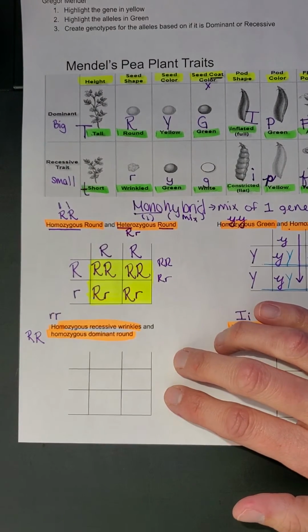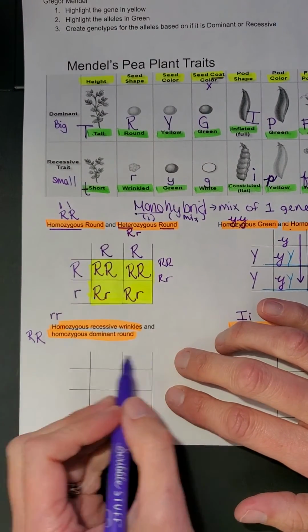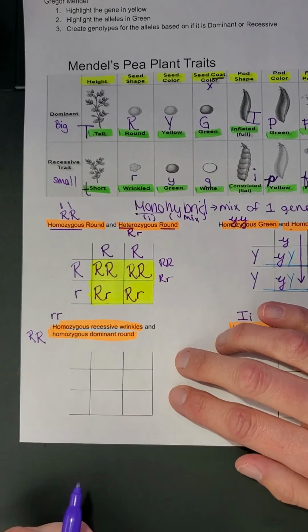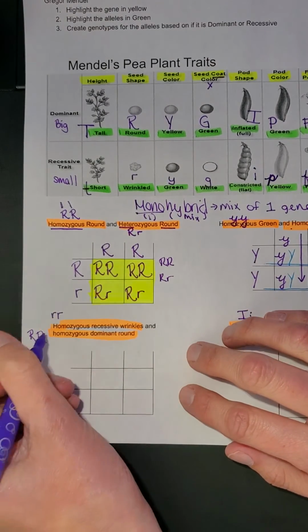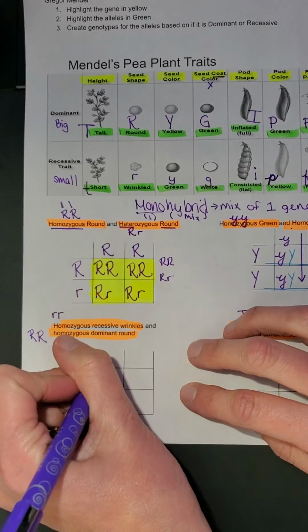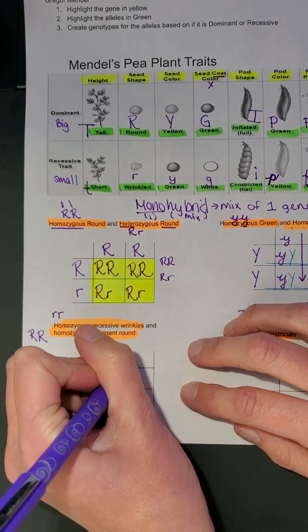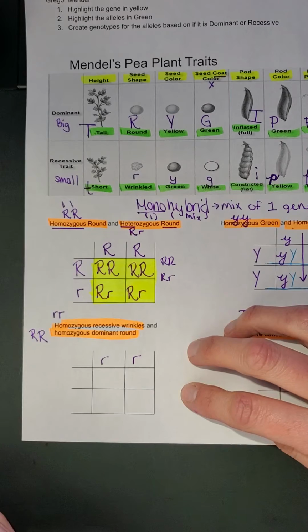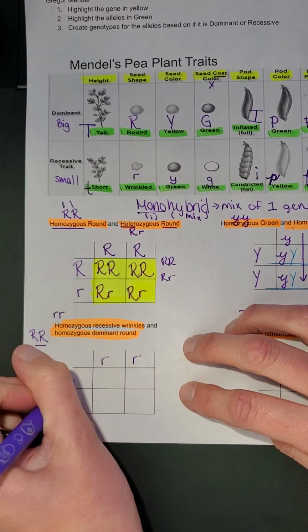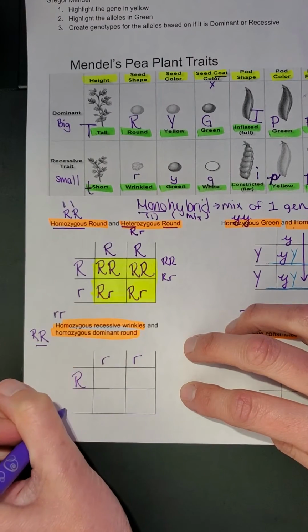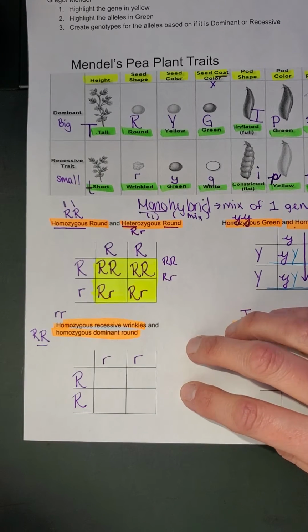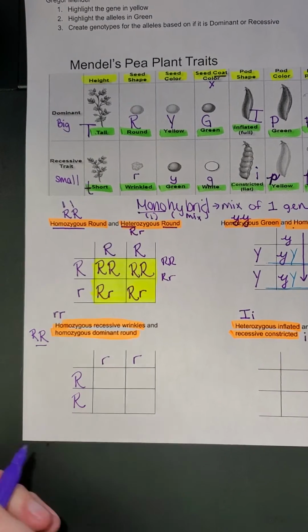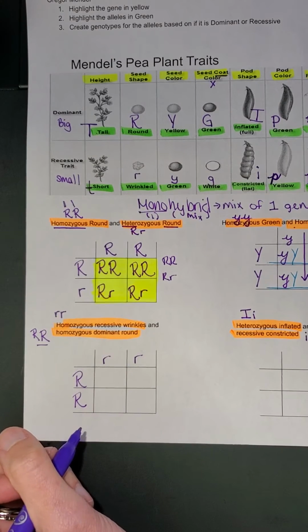Okay? I want you to go ahead and try and do this one. We'll put on the parents together, and then I want you to code it by yourself. So this parent can only give a little r, or they can only give a little r. This parent can give a big R, or they can give a big R. So now on your own, I want you to code it out. Pause the video, please.